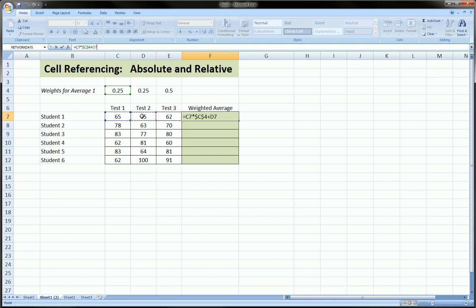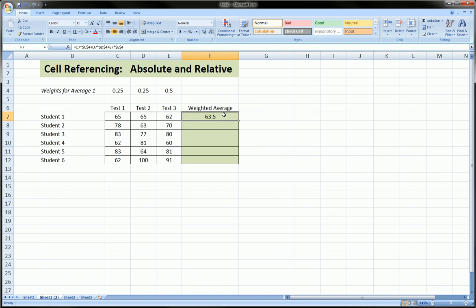Next, plus the second test times the second weight. And again, we want to lock the weight, so we put dollar signs in front of the D and in front of the 4. And we have so far locked these two, or made these absolute cell references, and we've left these two so far as relative cell references. These will change, these will not change, and these will change when the formula is moved. And finally, we need to add the third exam times its respective weight, and we want to lock the 0.5, which is in cell E4, by putting a dollar sign in front of the E and a dollar sign in front of the 4. So we have locked these, we've made these absolute, and we've left these unlocked, and these are referred to as relative. Now let's hit enter.